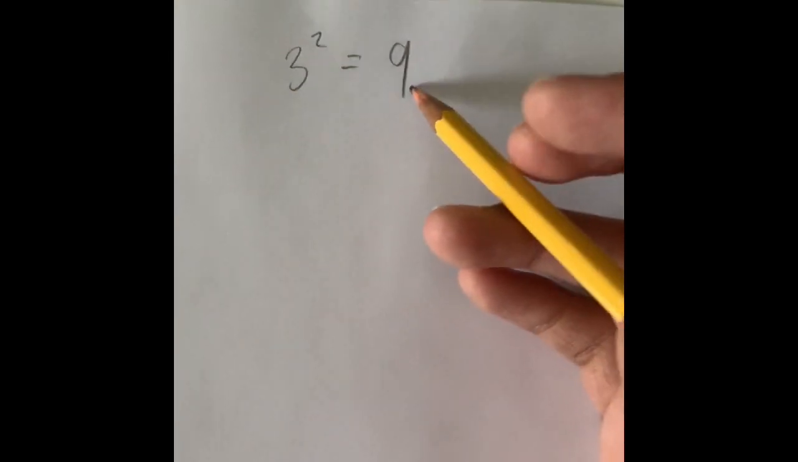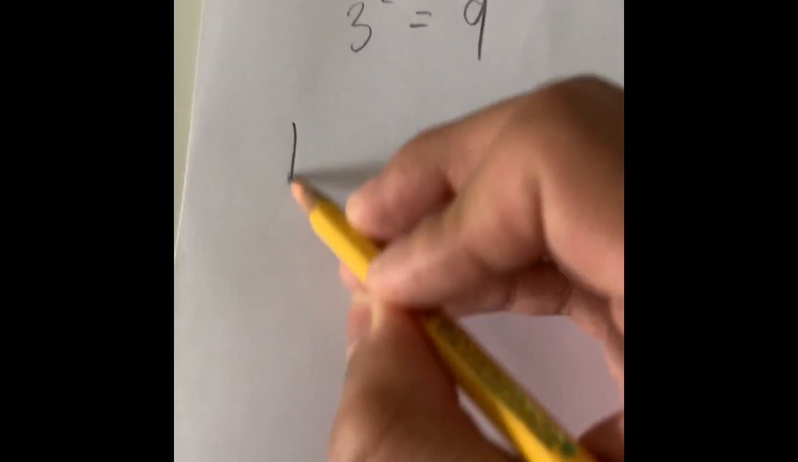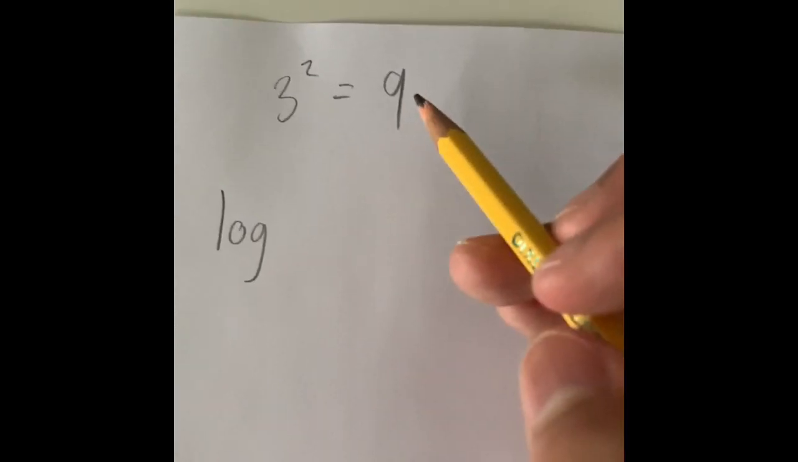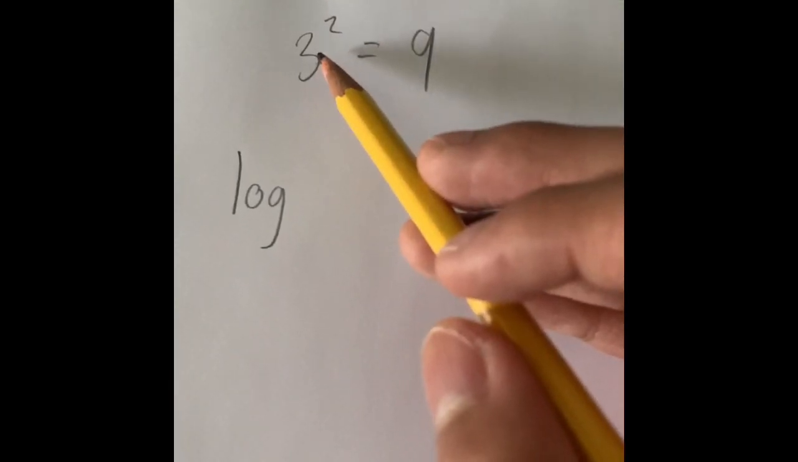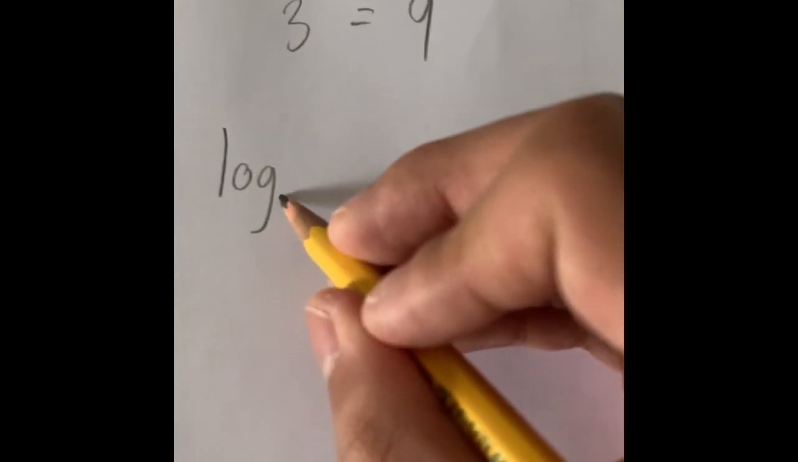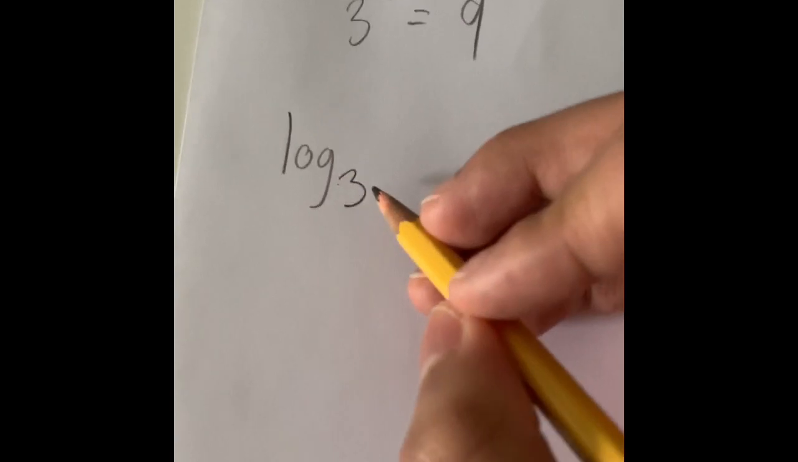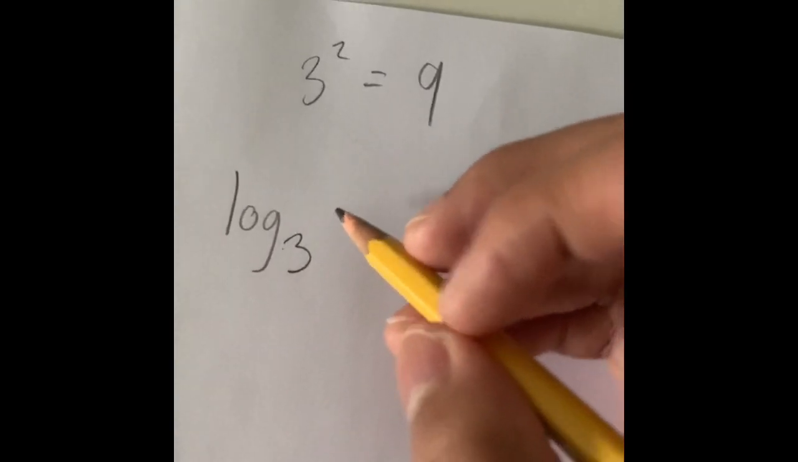So basically, you see here 3 squared equals 9. If we were to write the log form of it, we would do first log, of course. And then first of all, what's our base? Well, where's the exponent? Okay, it's right here. So that means the base is 3. And that's why you put it as a subscript here. And then you look at to what power.